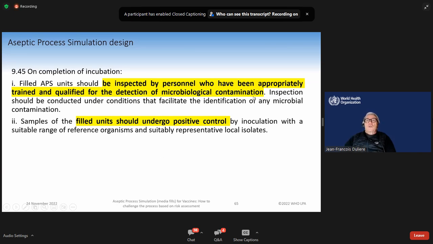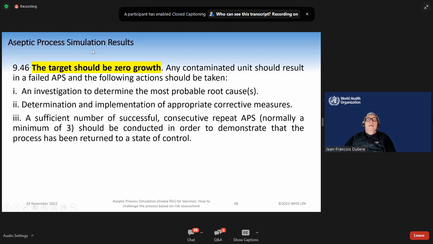And after the end, you need to undergo a positive control. This point is really important. The target should be zero growth. That means that when you have one growth, then the APS is considered as failed.